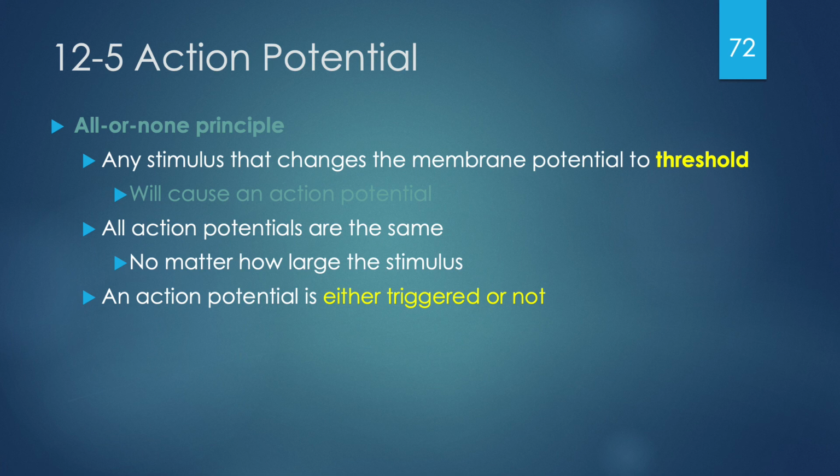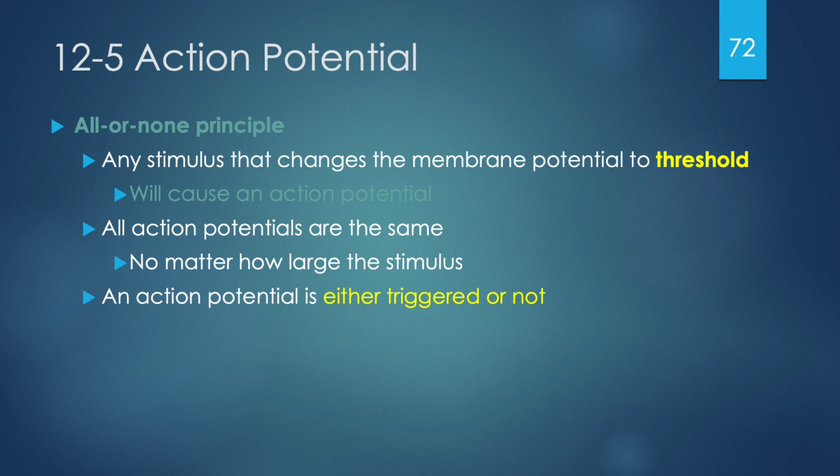With the all or none principle, what this really means is any stimulus that changes the membrane potential all the way to threshold will trigger an action potential. If we are even just a tiny bit off from getting to threshold, it will not cause an action potential. And if it's way over the threshold, it still causes the same action potential. So all action potentials react in the same way.